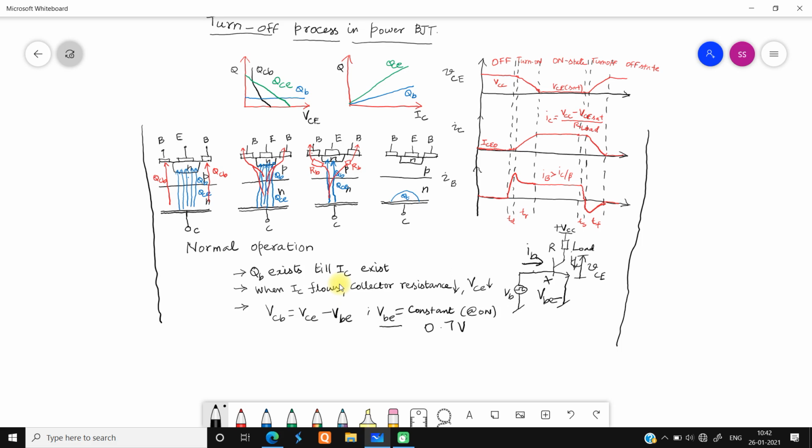So in order to switch off the device, the turn off process will be started when we are giving the IB negative.